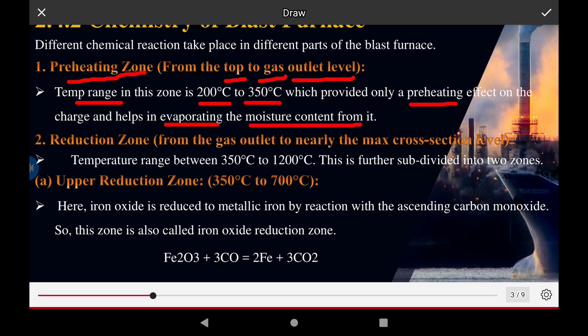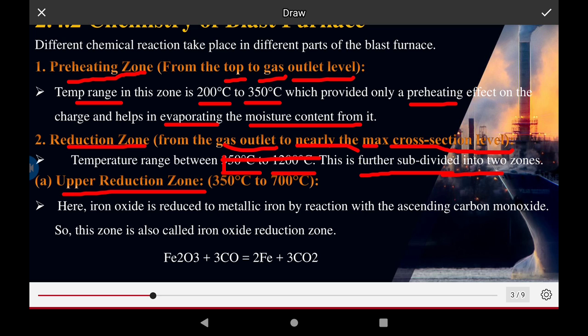Second, the reduction zone, from the gas outlet to nearly the maximum cross-section level. The temperature range is between 350 degrees Celsius and 1200 degrees Celsius. This is further subdivided into two zones. Part A, the upper reduction zone, has a temperature range of about 350 degrees Celsius to 700 degrees Celsius.